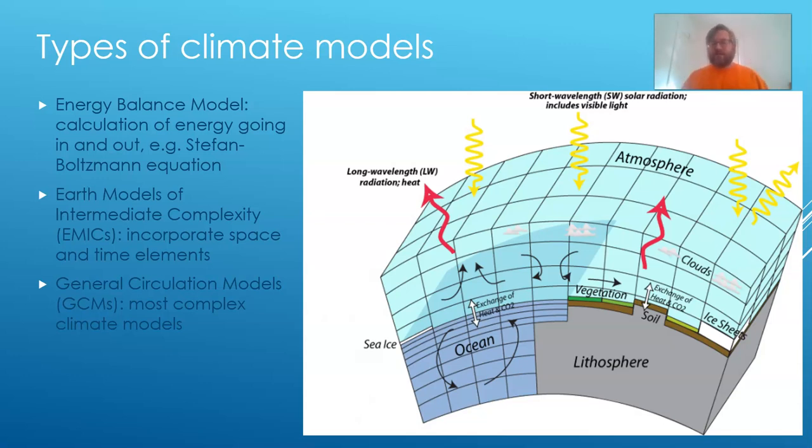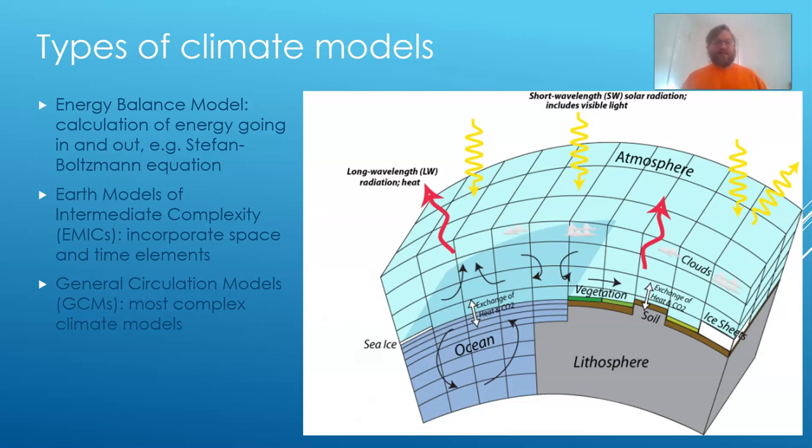The models that you've used in some of your recent homework assignments, your lab activities, have also been energy balance models. They're very simple models. They're mostly looking at energy coming in and going out from the Earth. Then we can move up a stage in complexity. We get what are called Earth models of intermediate complexity, so a pretty self-explanatory name for this class of models.